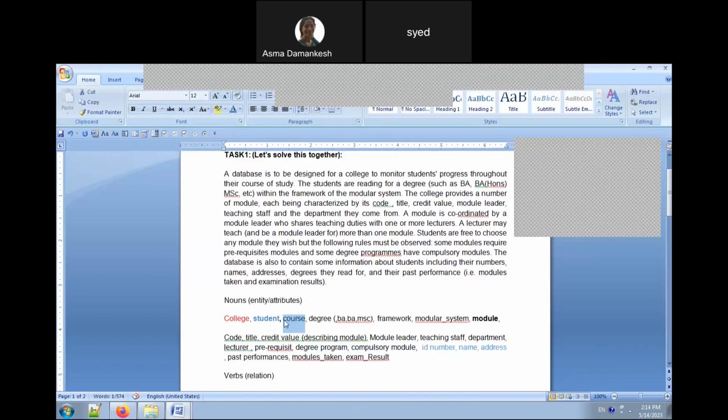So basically this course here is the same as module, roughly, no? Because if you say I enrolled in CSIT115, CSIT115 could be referred to as a course, a module, or a subject. All three names are referring to the same thing. So this and this are the same thing. So I'm gonna make this purple, make this purple, yeah?